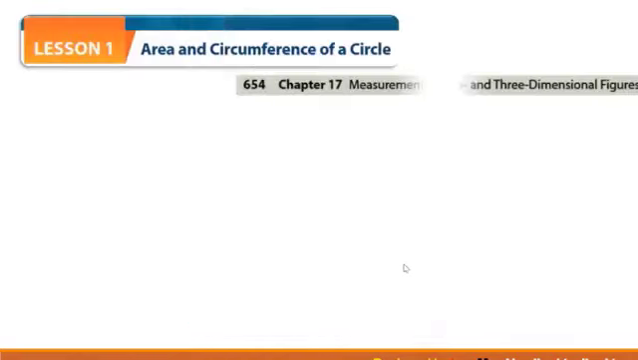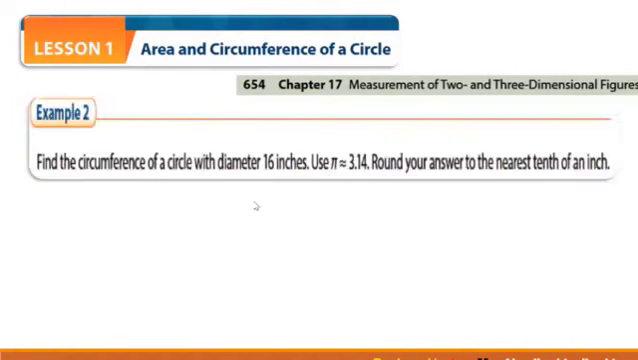We start first with how to find the circumference. Page 654. Example number 2. Find the circumference of a circle with diameter 16 inches. Use pi 3.14. Round your answer to the nearest tenth of an inch. Now the solution. You have to write your formula. Do you remember your formula? Anyone know?